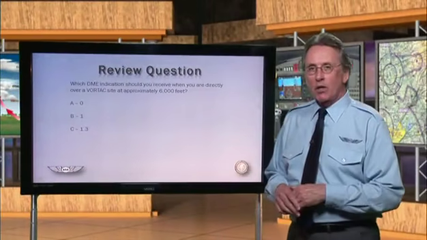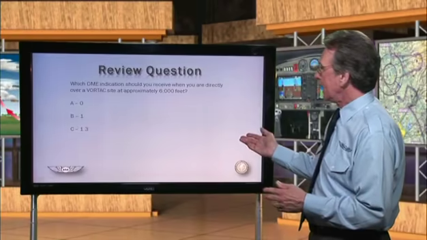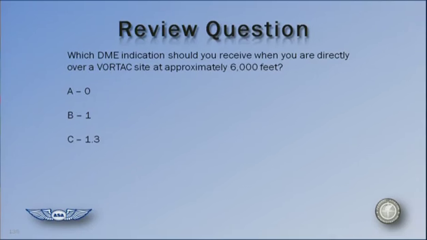We have one review question for you on DME at this time. The question is, which DME indication should you receive when you are directly over a VORTAC site at approximately 6,000 feet? Which of these three is correct?